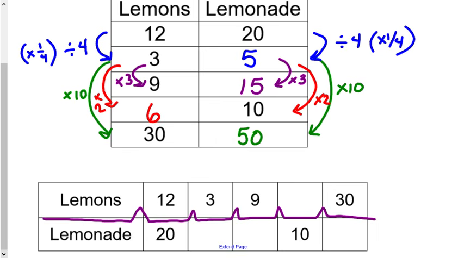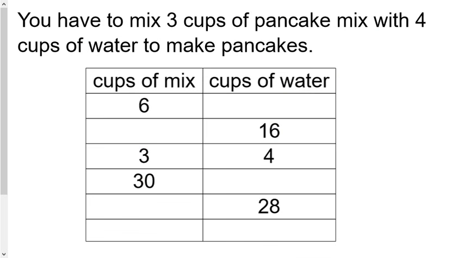All right, I want you to take a look at another one. Take a look at this one. This situation is about mixing pancakes. You have to mix 3 cups of pancake mix with 4 cups of water to make pancakes. So take a moment, work on this one, and see if you can figure out your missing numbers. Pause while you do it, and when you're done, hit play and see if you were correct.